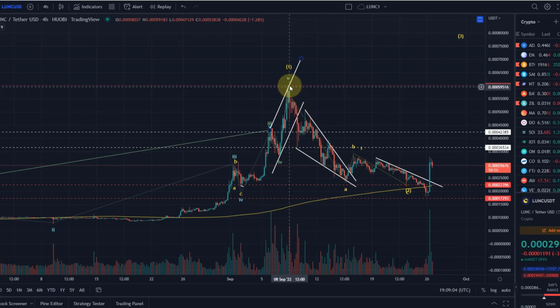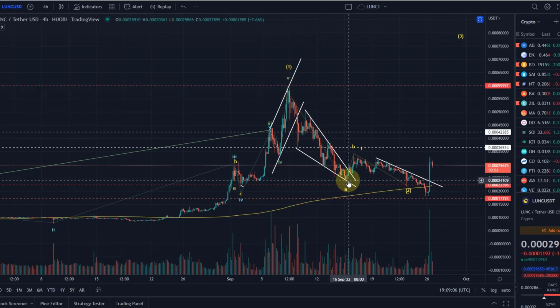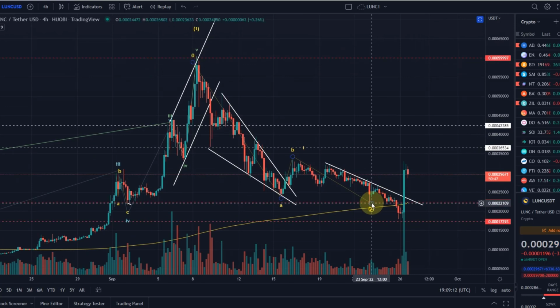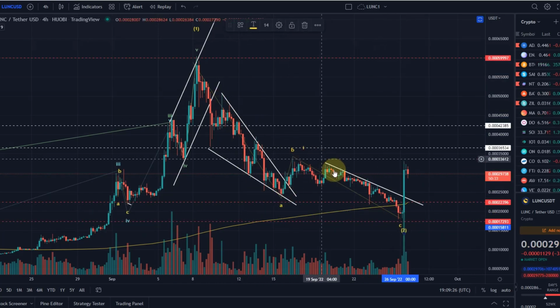But in the last video, we talked about that this was probably only a wave A. This is the wave B, and we would come down once more in a wave C, either to support here at 0.00022 or 0.00017, which is basically where we got down to, near enough, and that could finish off here waves A, B, and C, and wave 2.